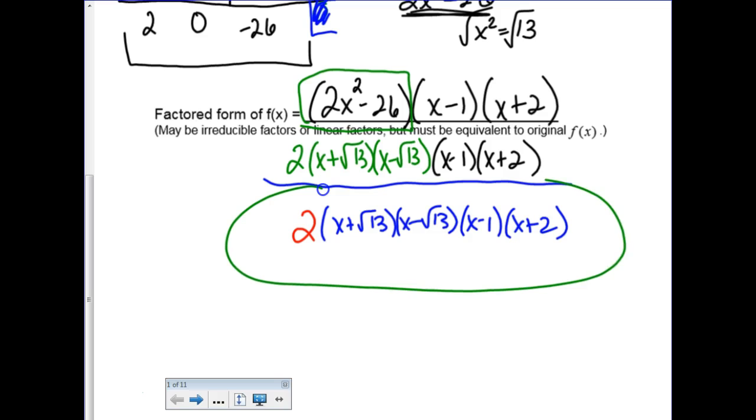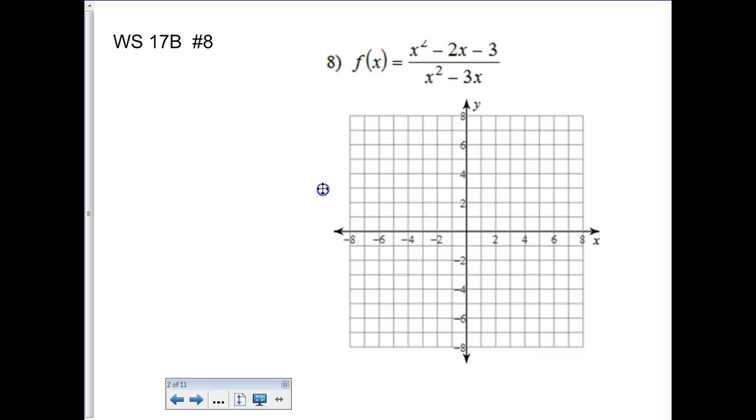Okay. So up to you. The important thing there is not to lose your coefficient. Let's take a look at worksheet 17B. If you have already turned in your homework check, sorry about that. You can look at it up here.